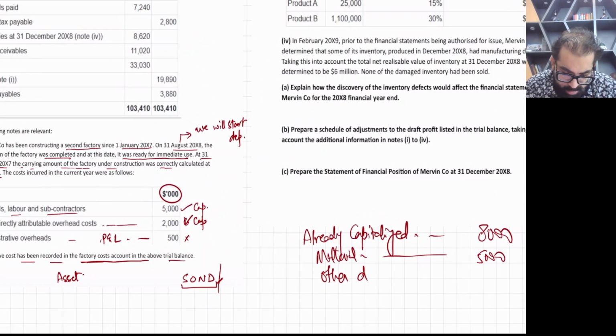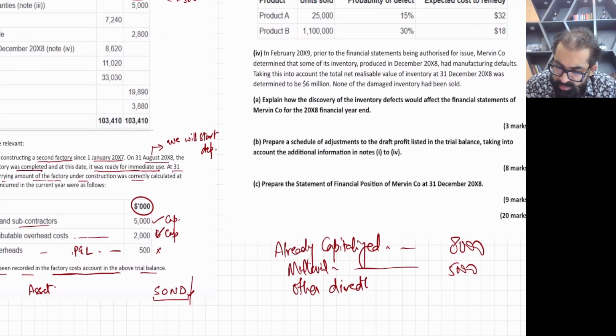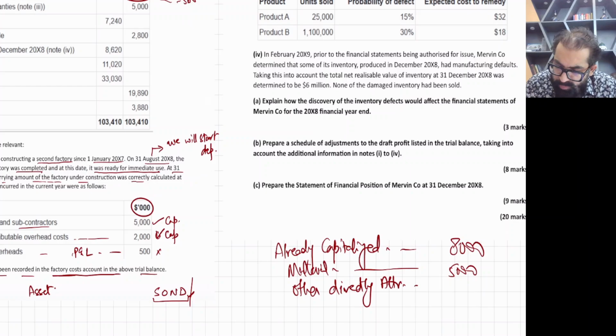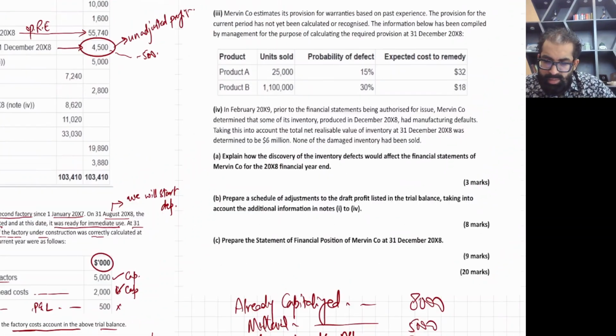Then other directly attributable overheads, it's 2,000. So 8,000 plus 7,000, total 15,000 has been capitalized. But don't forget that the asset is completed on 31st August X8. Do remember this date.